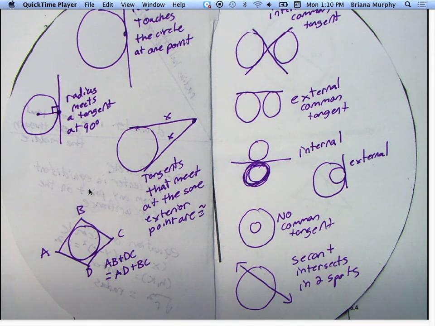Does anybody need me to move this around? We got this all down? Then we're going to take out our tangent packet, and I'm going to do some of the problems so that we feel comfortable about tonight's homework. Okay, I'm going to move this.